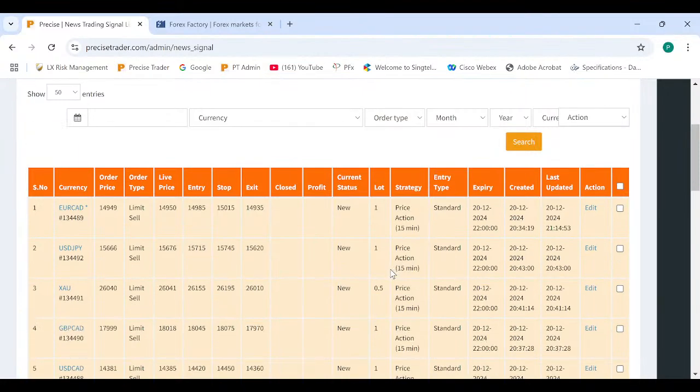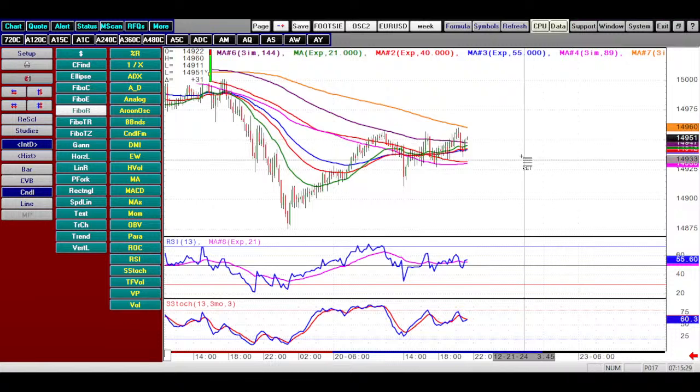Next we are looking at pound cat, which is selling at 80.45, stop at 80.75 and TP at 79.70. Let's see on the chart.